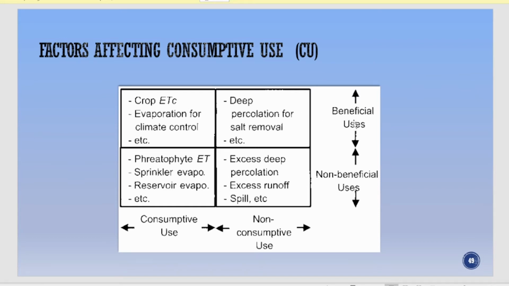Then these two blocks will be of non-beneficial use, which will not benefit the yield of your crop. Then these two boxes, which I'm considering vertically this time, will be called the consumptive use box, and these two are the non-consumptive use box. Now just read out the details here.